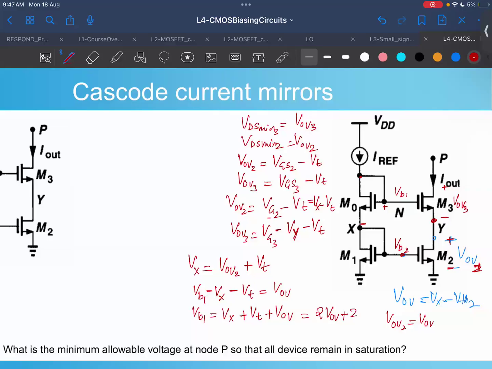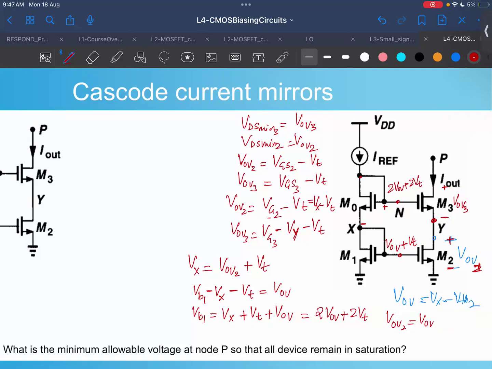plus 2 VT. So that is your VOV1. So this node voltage you can write as 2 VOV plus 2 VT. This node voltage is VOV plus VT, right? Because it's VGS, and here we see that because there is a VG upgrade, because the VGS has changed, it's not ground anymore, so this is higher.